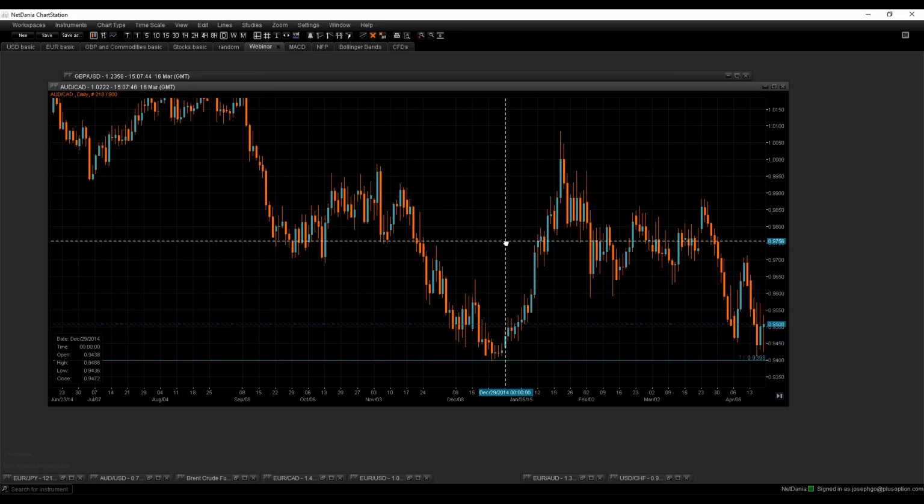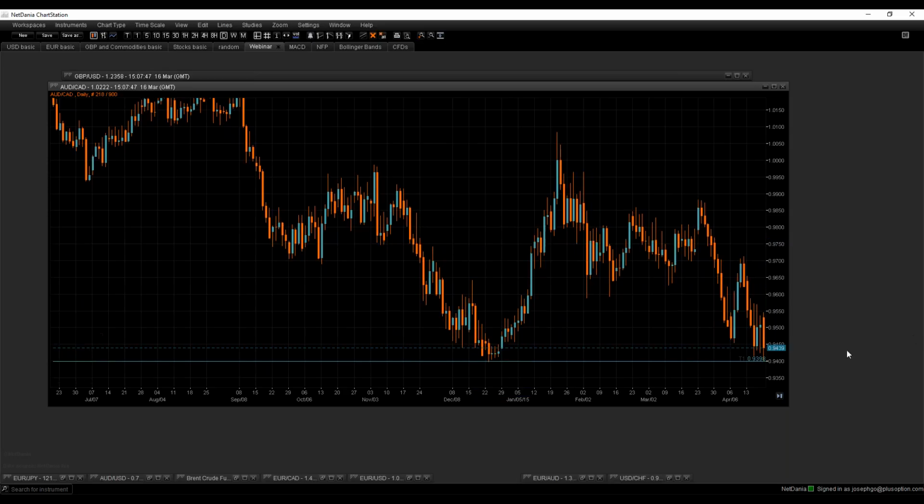Now we want to see the price actually touch the line, and we do see that here. So now that we see that, it's telling us that the price should reverse upwards. So in this case, we would take a call position, and we're using the rule of Quattro, meaning we take the time scale, which is now up here on NetDania.